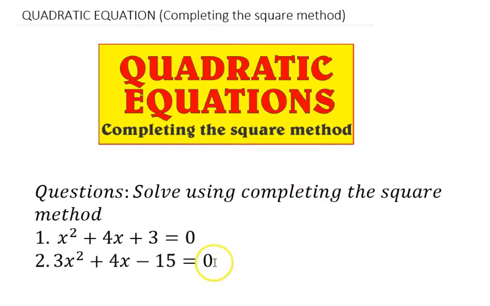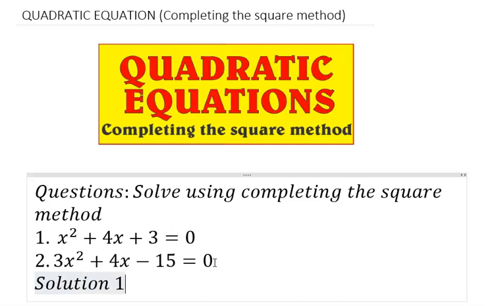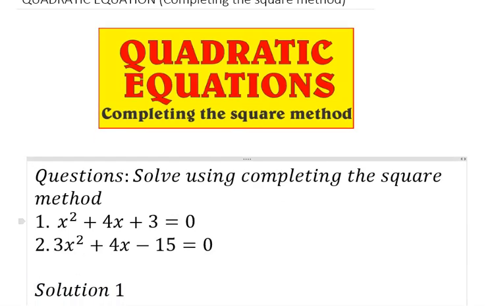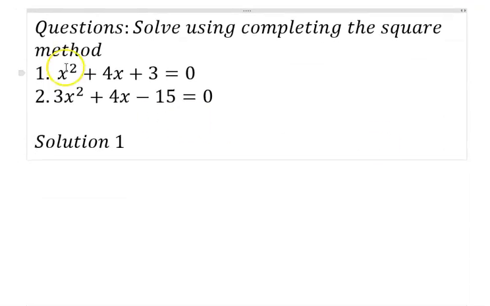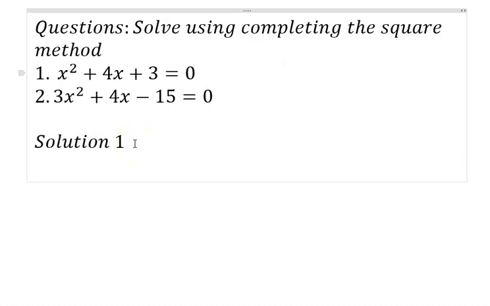So let's say solution number 1. Let's get our question. We have to solve using completing the square method. Now, we have this question: x squared plus 4x plus 3 equals 0, using completing the square method.